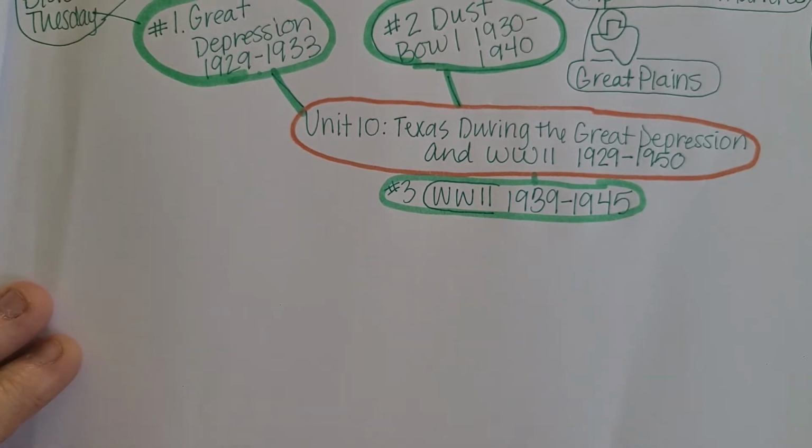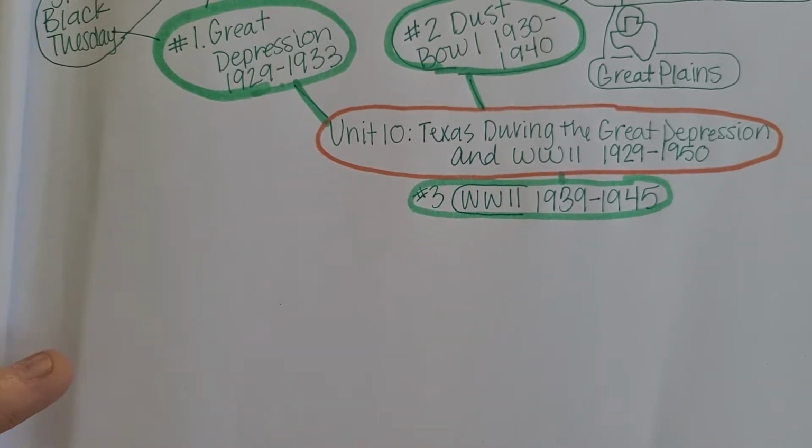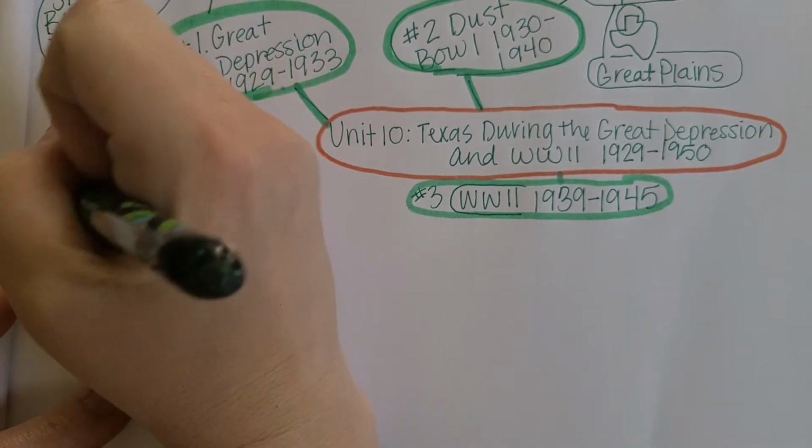Okay, so one thing that we know is that Hitler becomes the dictator of Germany.